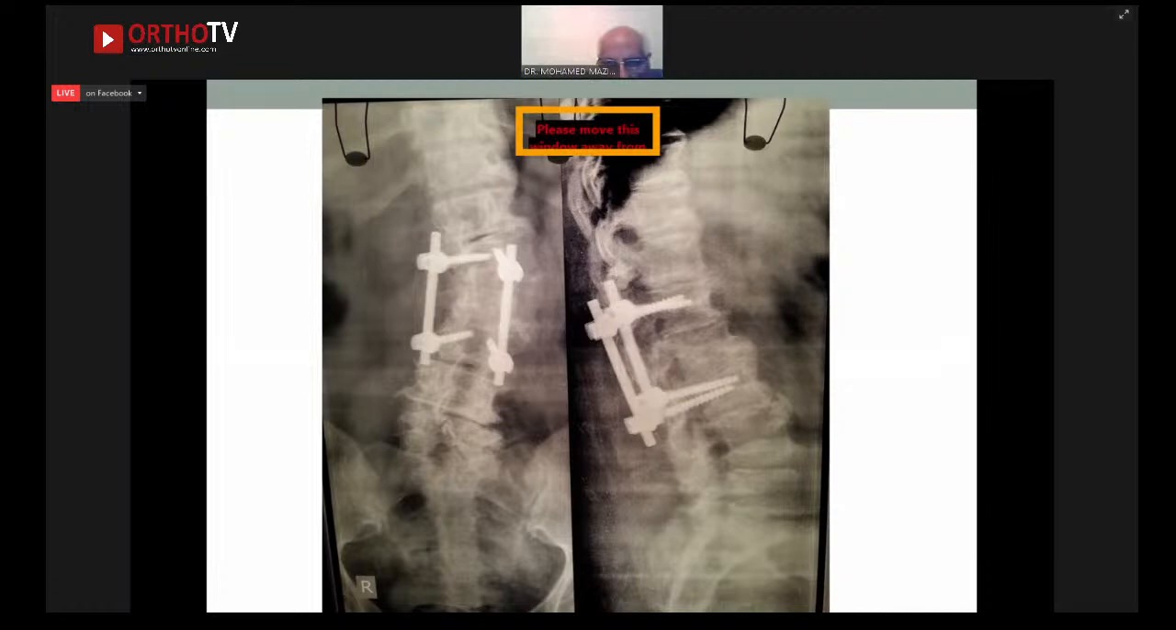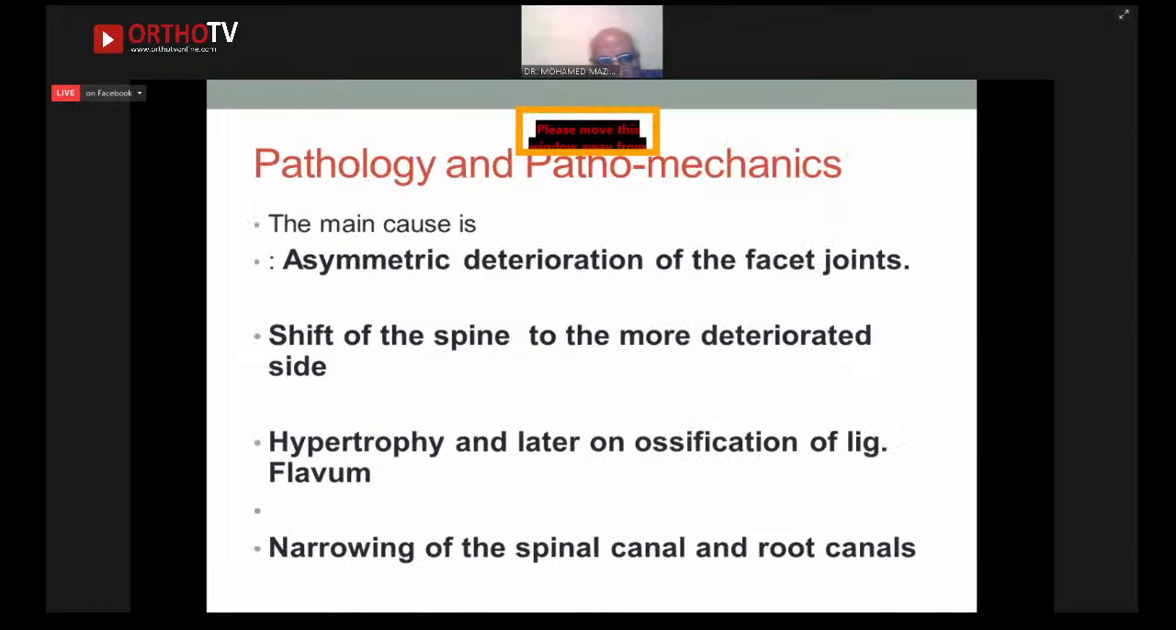The pathology and the mechanics. The main cause is asymmetric deterioration of the facet joint. If we have a case which has not been treated for scoliosis before, we can find the pathology started by facet joint degeneration and disc space affection with degeneration of the disc itself. Dehydration of the disc, loss of disc height, then facet joint erosion, destruction, and this asymmetry of the erosion on both sides makes the twist or the shift of the spine to the opposite direction.